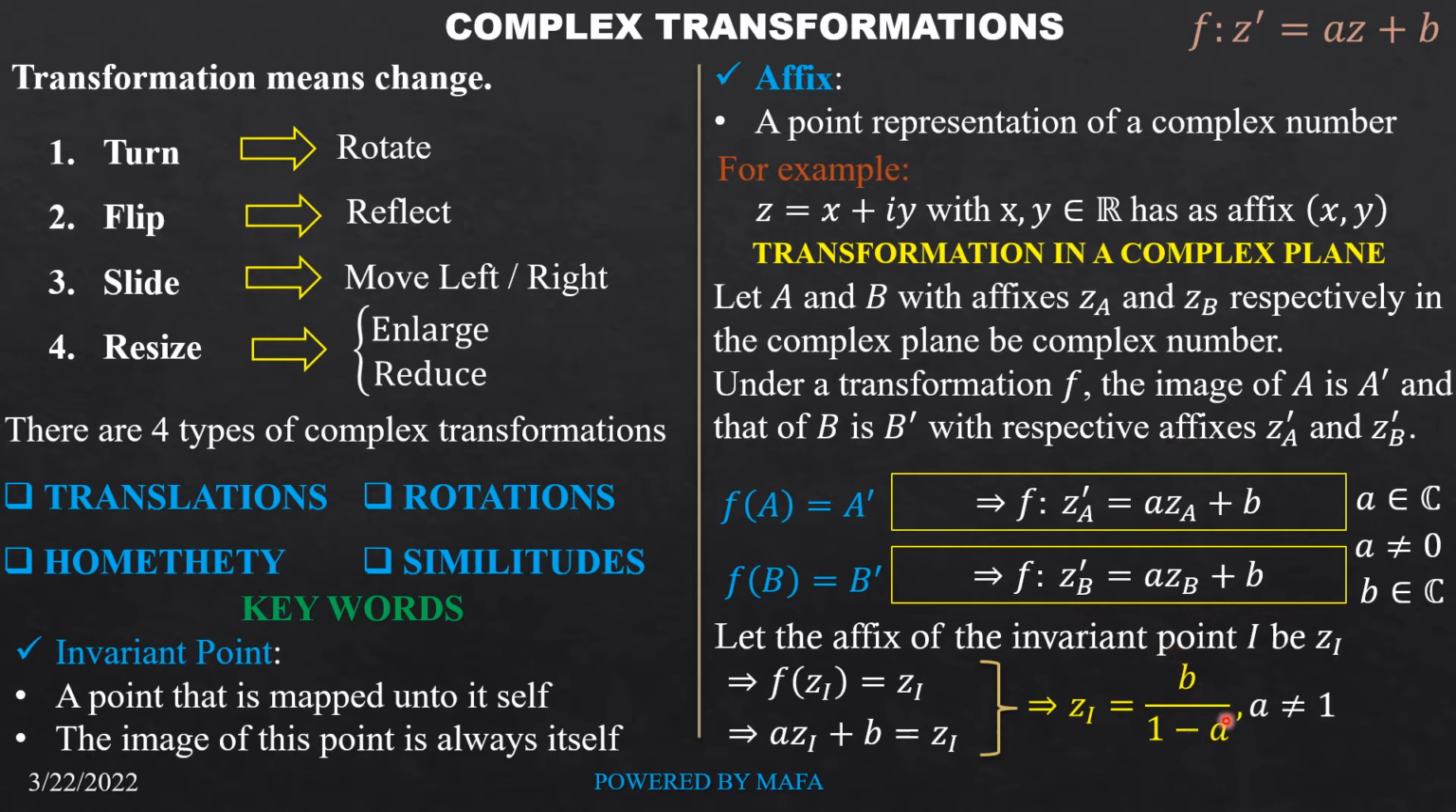b and a are complex numbers, remember, but now we need to restrict something. a should be different from 1, because if a is equal to 1, then we have something here that is undefined, meaning that there is no invariant point. The invariant point is very, very big, so we don't consider it.